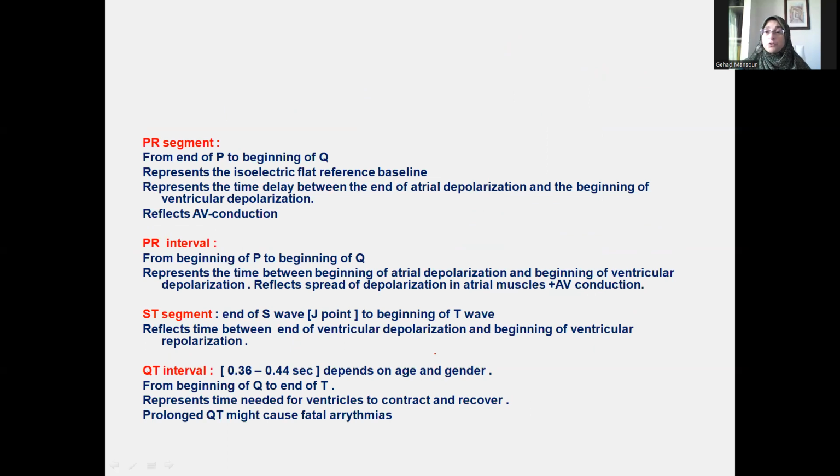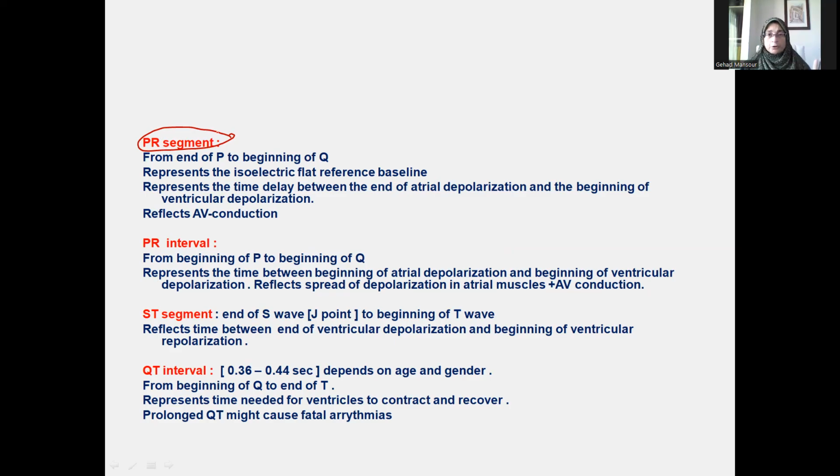Moreover, you should know the normal duration of the segments and intervals, where they start and where they end, because you might have, for example, fill in the blanks questions about this, or you might be asked in a straightforward manner about how to define the PR segment, where to start, where to end, and the duration. So the PR segment is from the end of the P wave to the beginning of the Q wave.